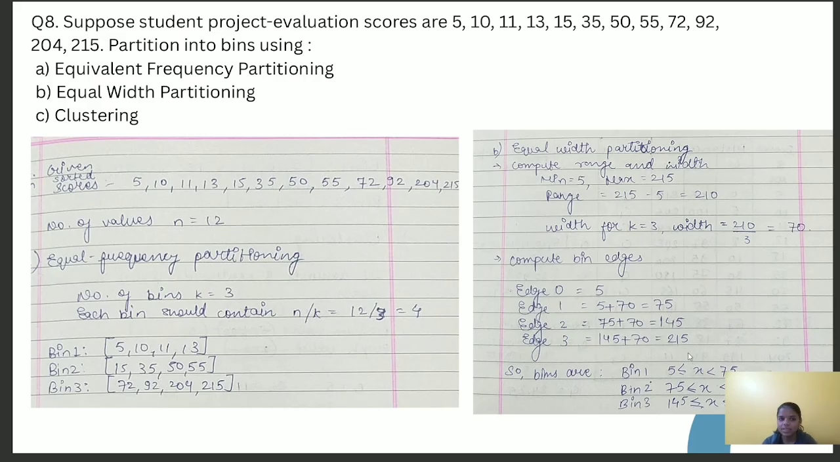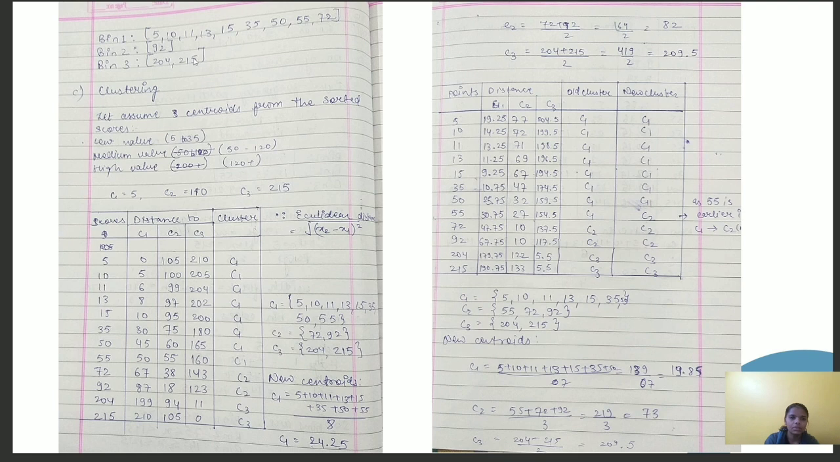So the new bins are: the first bin is between 5 and 75 and consists of the values from 5 to 75. The second bin consists of the values from 75 to 145, where 145 is excluded. In the last bin, 145 is included and 215 too. So according to the given data points, we substitute these data points according to the bin 1, 2, 3 edges, as you can see here.